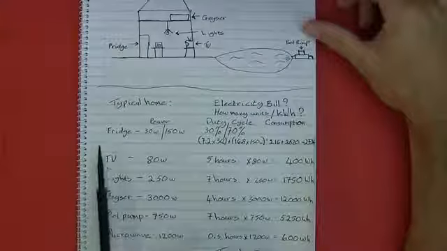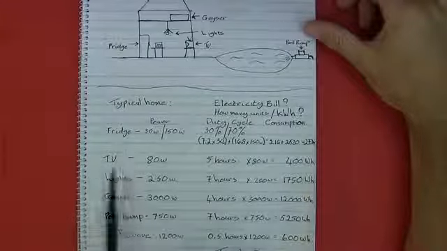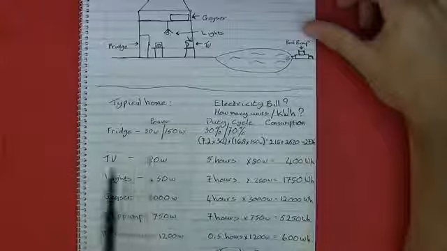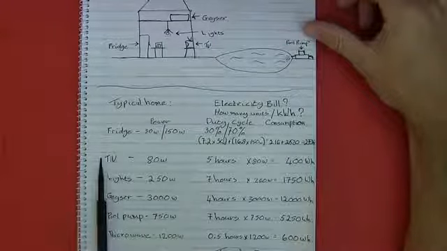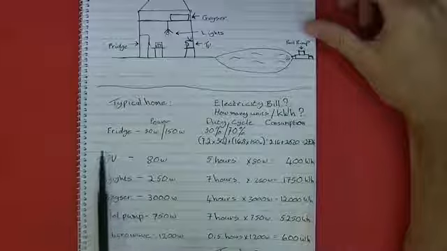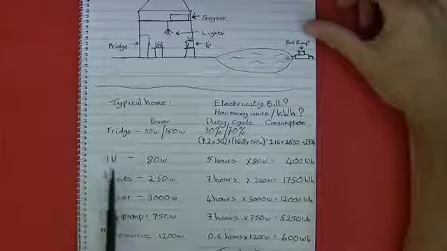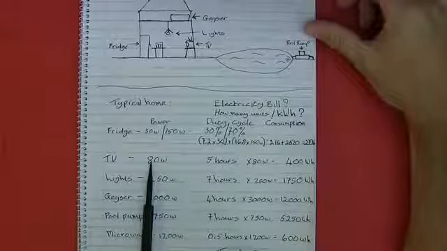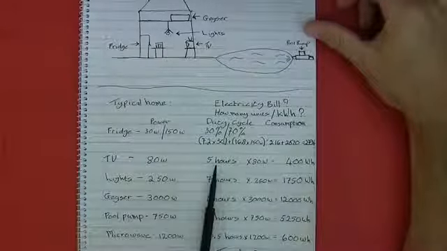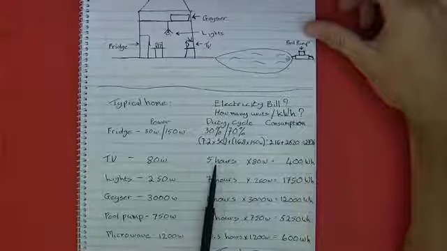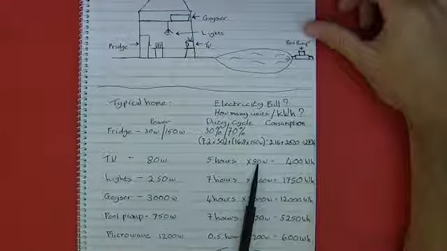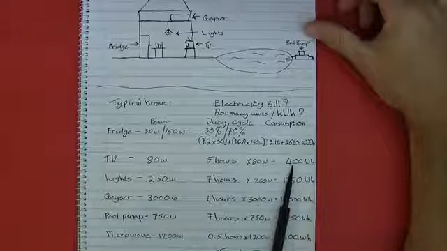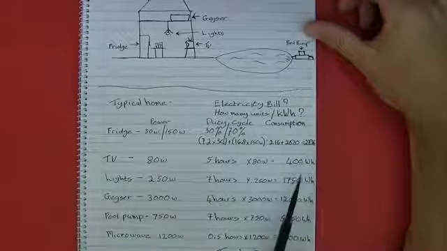If we go to an old style CRT television, now this would be a smaller television. I'm not talking about a 50-inch TV in your lounge, but a small old style CRT TV might consume 80 watts. If the television is on for 5 hours a day, that's 5 hours times 80 watts, which equates to 400 watt hours.